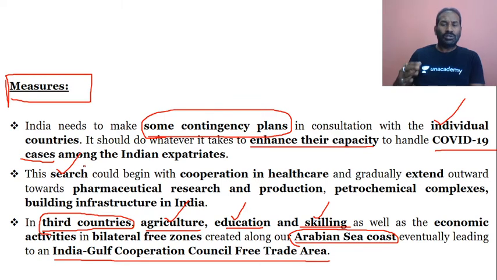to overcome that, India should also go ahead with searching for alternative or different sectors wherein the Indian diaspora could go and work, like healthcare, pharmaceutical research and production, petrochemical complexes, and also building infrastructure. So not just getting into Gulf countries and working in the oil rigs, or being part of the hydrocarbon industry or the petroleum industry. No, we have to come out with the contingency plan.